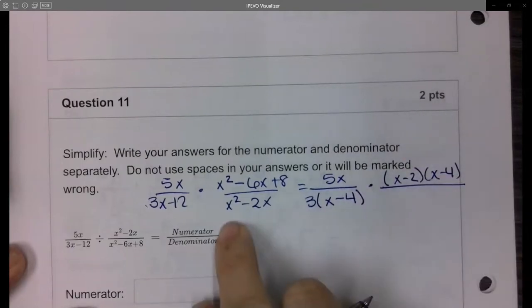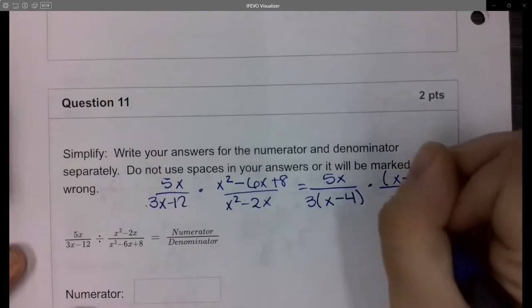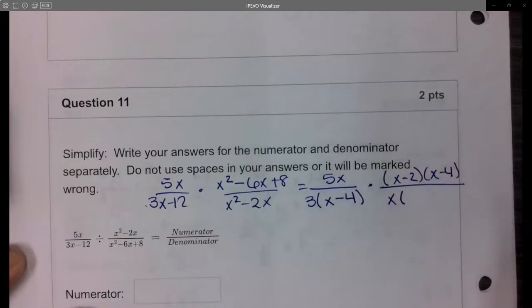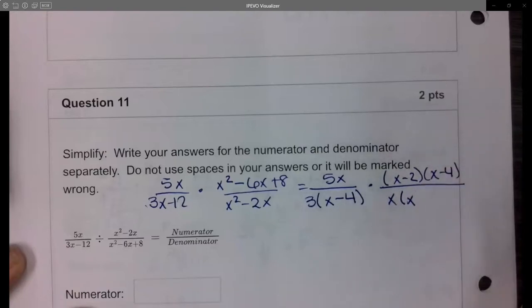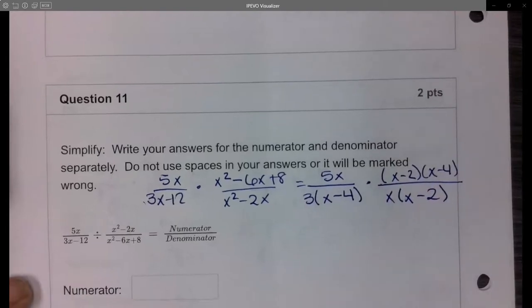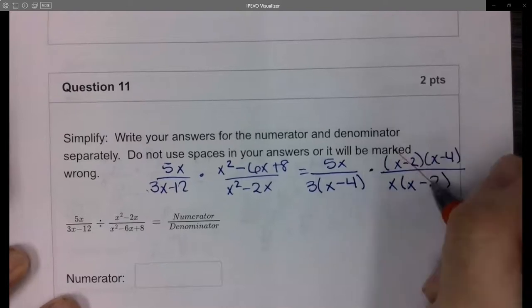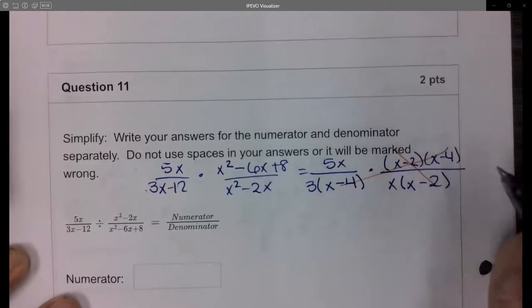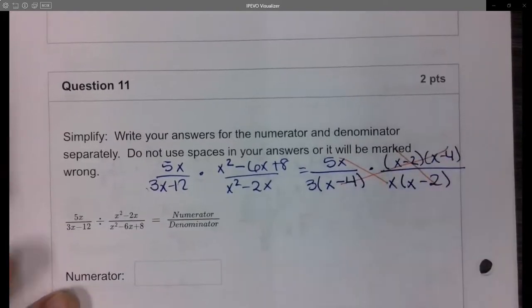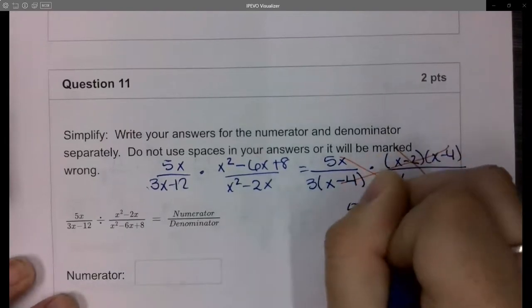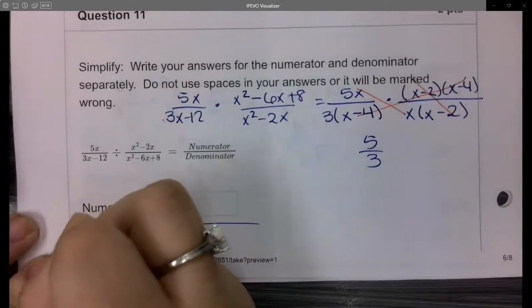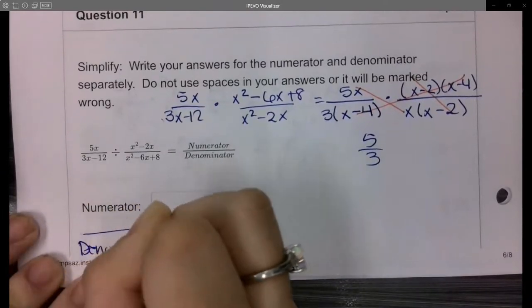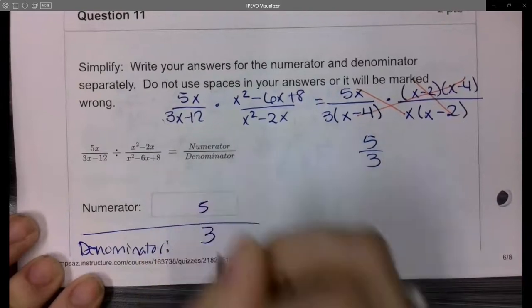Then on the bottom, I have x squared minus 2x. I can pull out an x. So I'm dividing each of those terms by an x. X squared divided by x gets me x. Negative 2x divided by x gets me negative 2. So again, I want to look for what I can cancel out. I can cancel out the x minus 2's, the x minus 4's, and the x's. So this just leaves me with 5 over 3, which this paper cuts off. So I would type that in as a 5 and a 3.